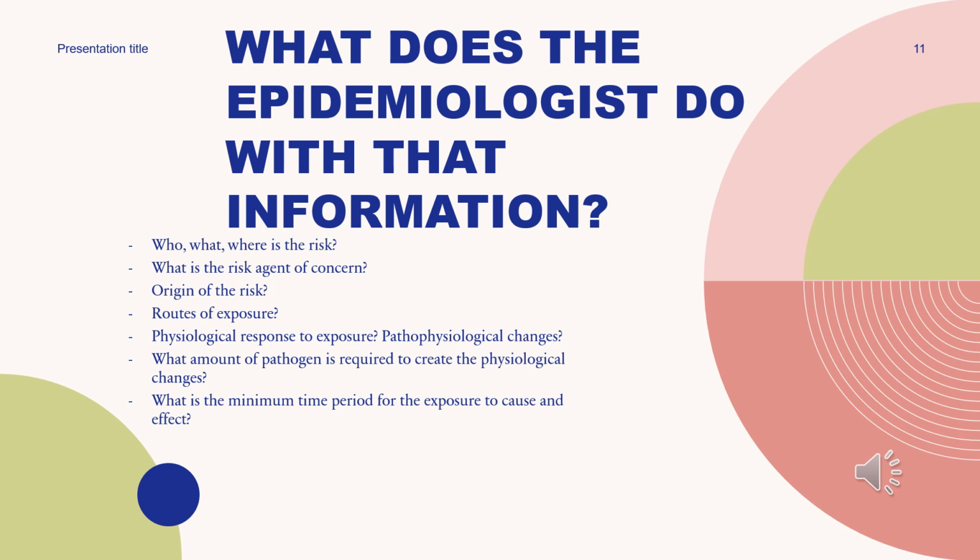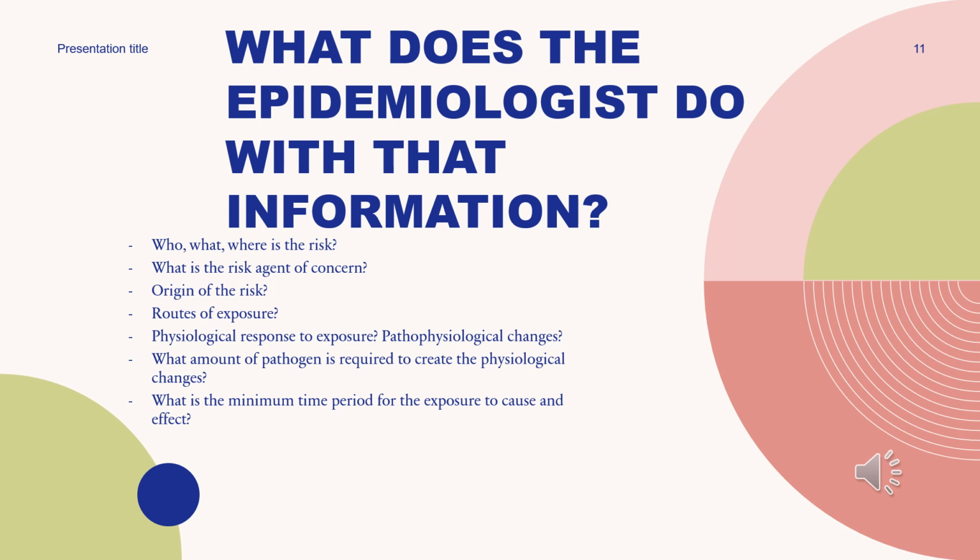So that's all great, but what does the epidemiologist really do with that information, or what are they trying to get out of those 4 steps? It's really these 7 or 8 questions, which is who, what, and where is the risk? Is it individual level, population level? What is the risk agent or hazard of concern? Is it physical, mental, chemical, biological? What is the origin of the risk or hazard?